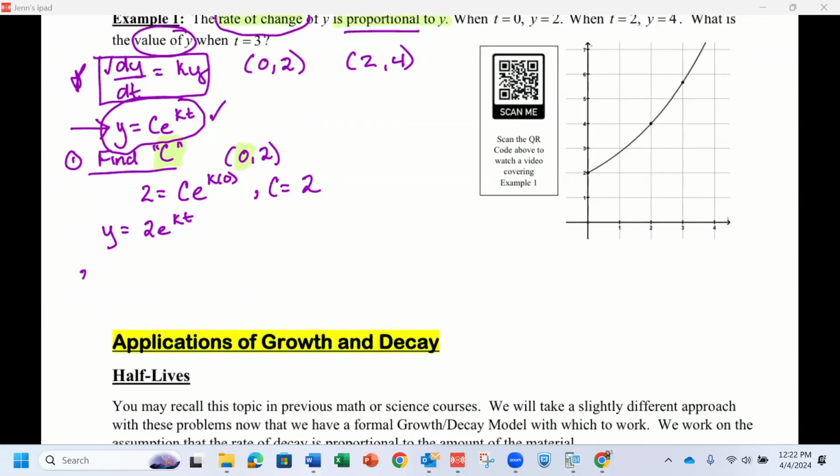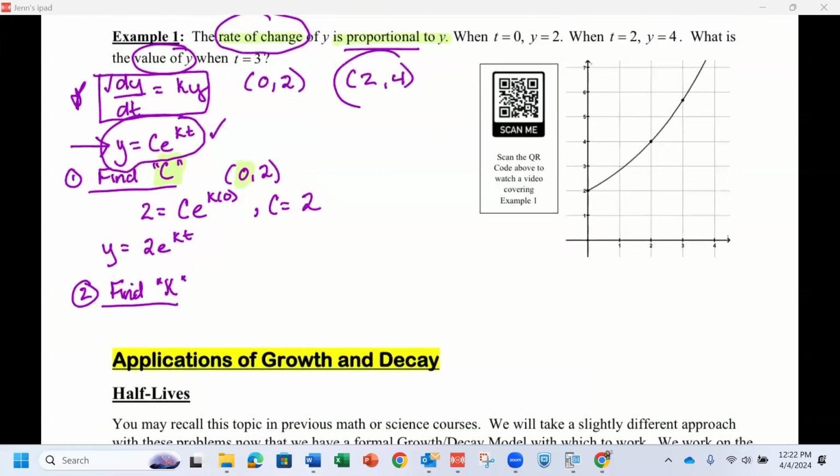So my second step is now I'm going to have to find K. They gave you two ordered pairs for a reason. That first ordered pair we used to help us find C. We're going to use now the other ordered pair 2, 4 to help us find K. You can't use the 0, 2 again because by plugging in 0 for T, you get that K value to cancel out. So you have to use that other ordered pair so that you have a K to solve for in the equation.